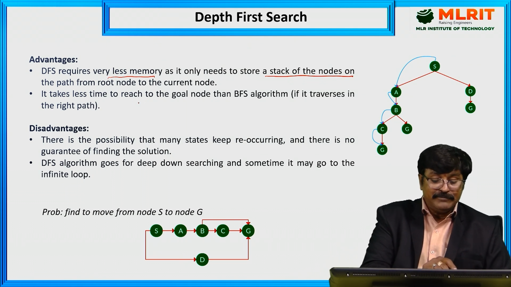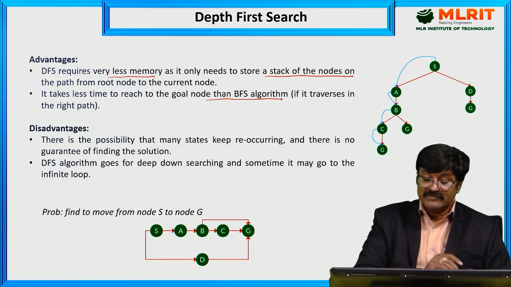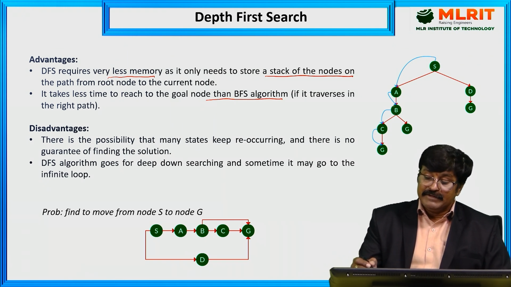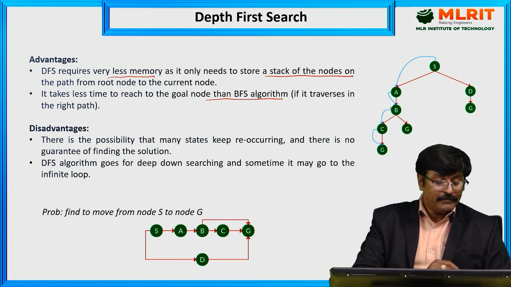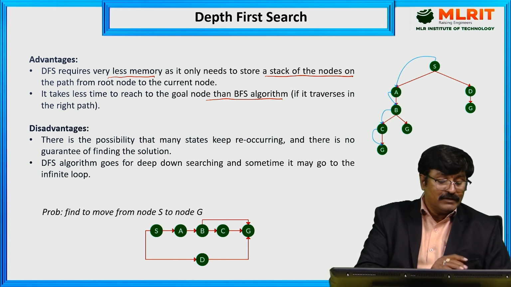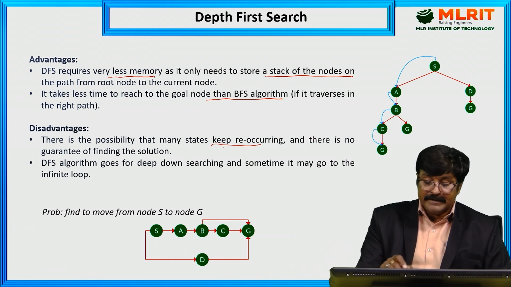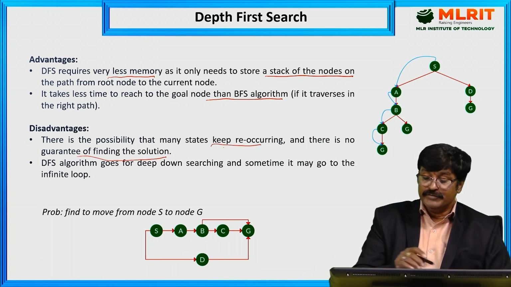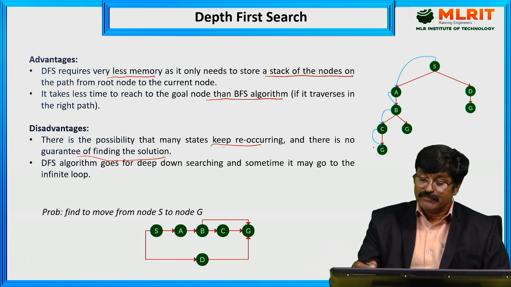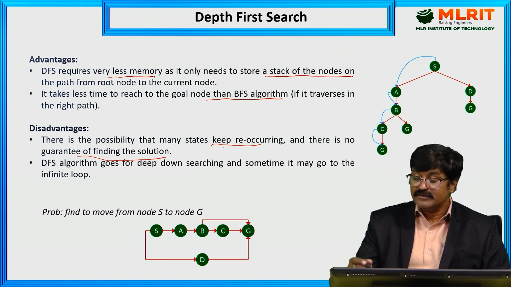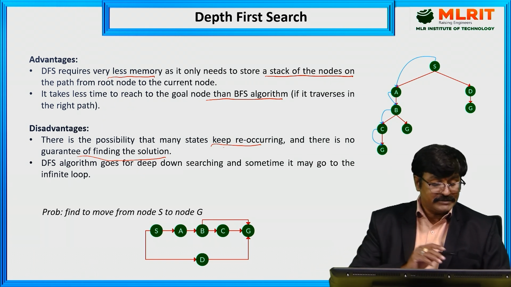It takes less time to reach the goal node than breadth first search, if the goal is at this level itself, since you reach the goal node immediately. Disadvantages: there is the possibility that many states keep reoccurring, and there is no guarantee of finding the solution. If we go through the first depth level and there is no solution, it goes to the next depth level. If the solution is not there, sometimes with a large data set we may not get the solution. With small data sets, we will get the solution in these cases.